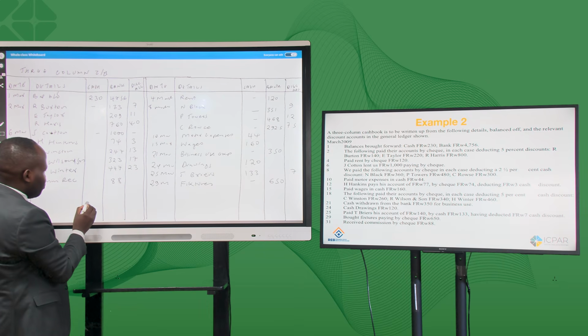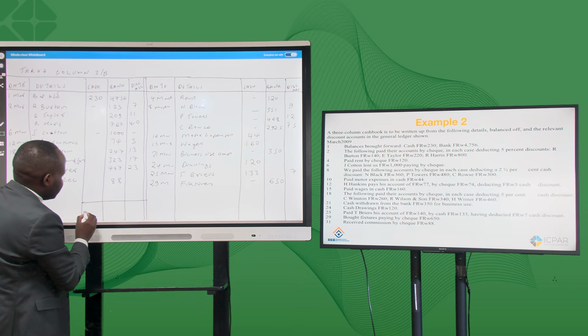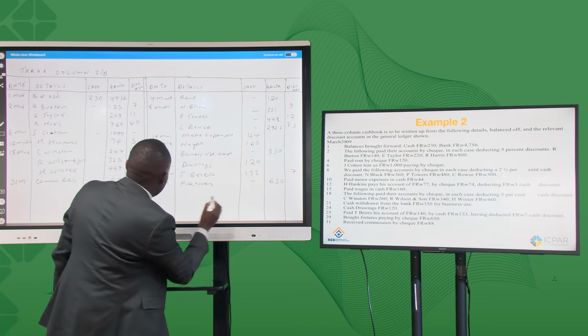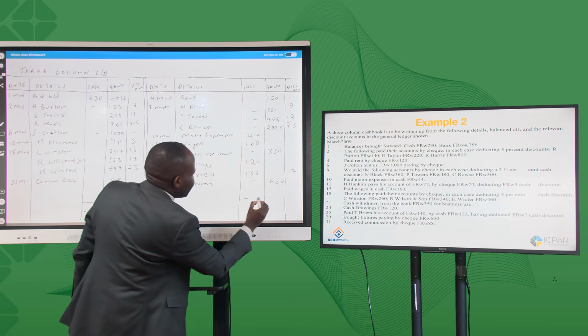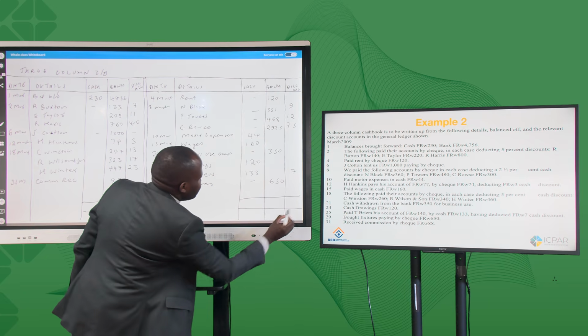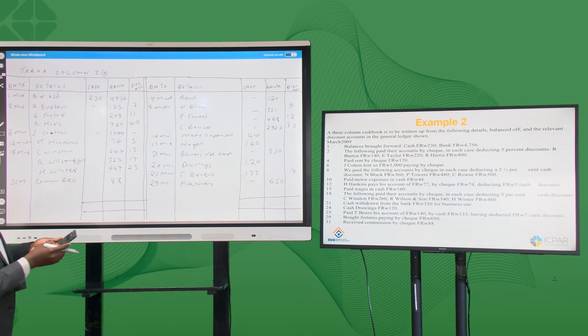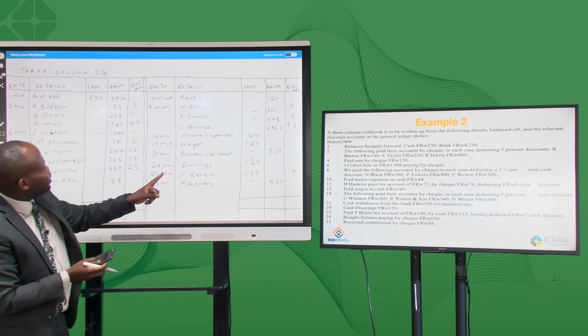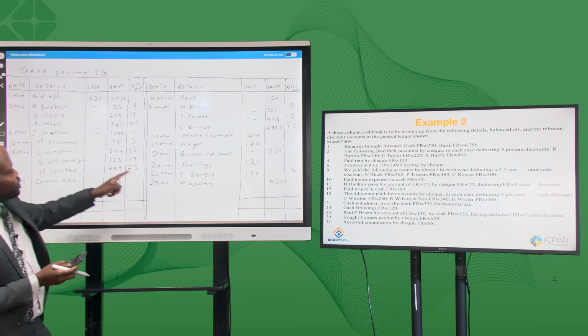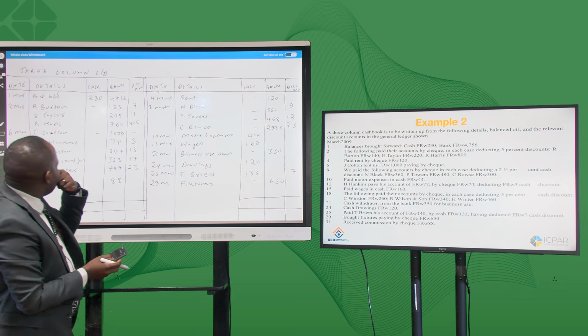So that is how we have our entries. And then what did we say? You need to cast. Casting is getting the totals. You add the side that is more. I believe if I reflect on the figures, this is 230, this is more than 230. Is it?